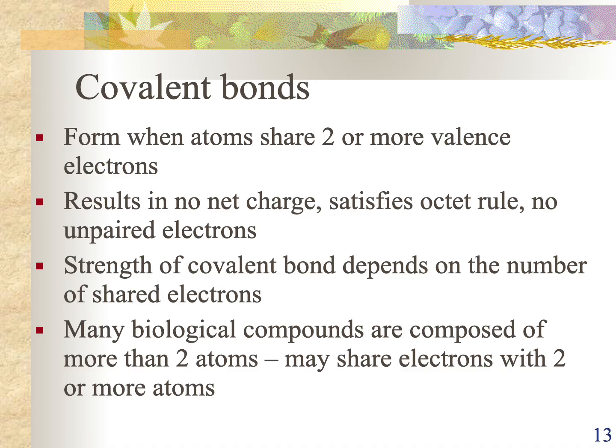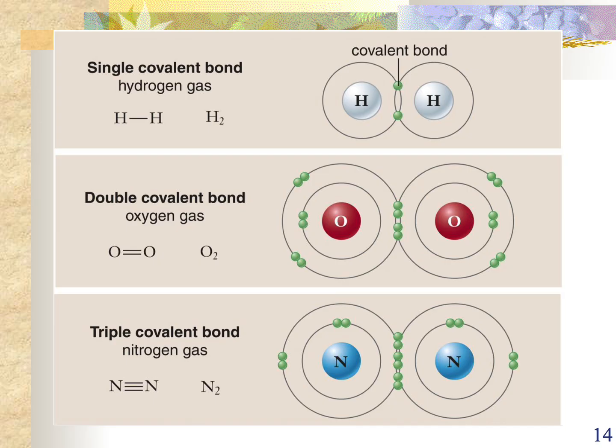Neither atom gains a charge, but because the atoms have partially filled orbitals, this is very stable. And the strength of the covalent bonds depends upon the number of electrons shared. Okay, the more electrons shared, the stronger the bond. And so a single bond is shown on top with 2 hydrogen atoms sharing 2 electrons. Then a double bond is shown in the center with 2 oxygen atoms sharing 4 electrons. And then a triple bond is shown in the bottom.